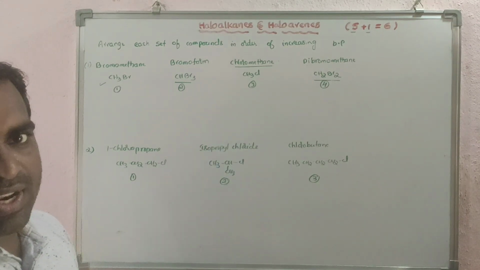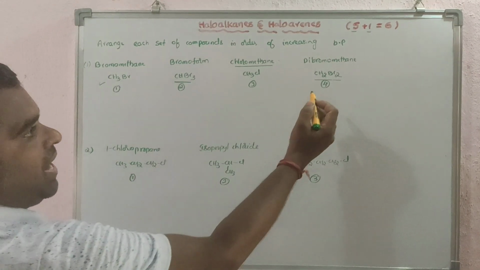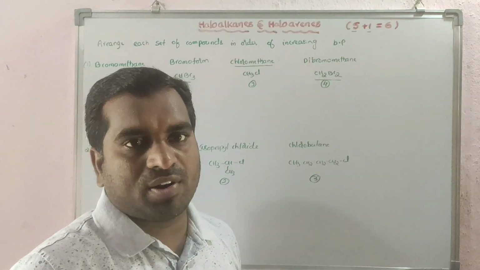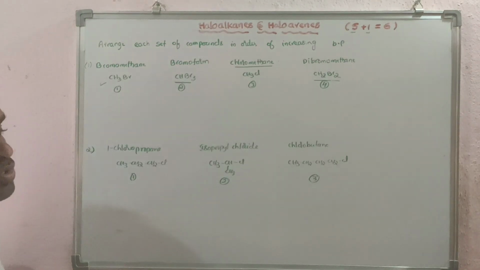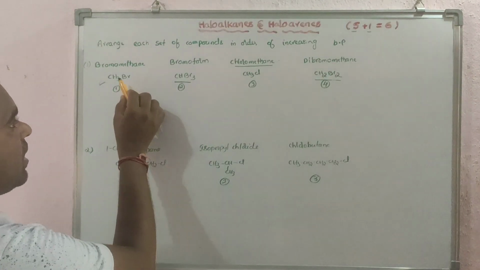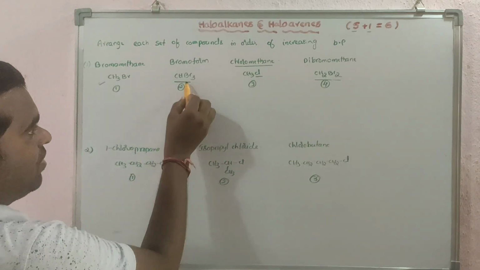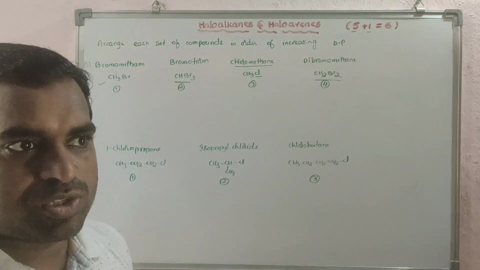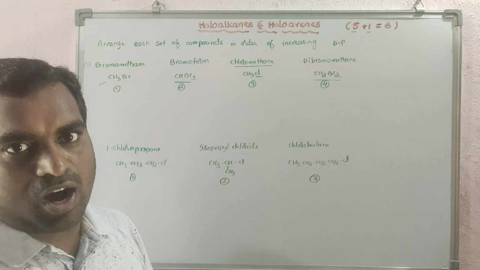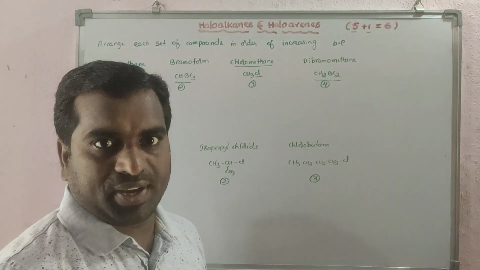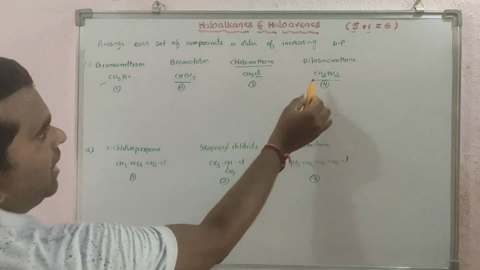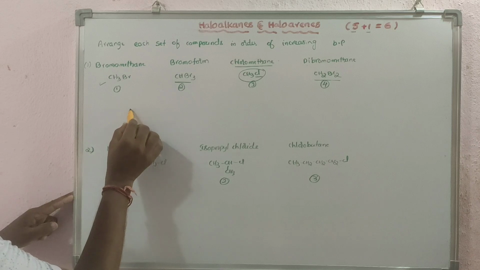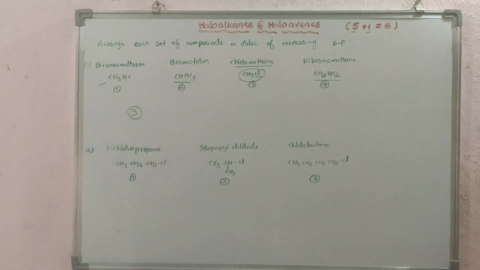You already know, as we discussed in the last video, as the number of halogen atoms increases, surface area increases and van der Waals forces increase, so the boiling point also increases. Here one is chlorine and another is bromine. Chlorine's atomic mass is less than bromine's, and as the atomic mass of the atom increases, the boiling point also increases. So if you compare among these four, CH3Cl will have the lowest boiling point.